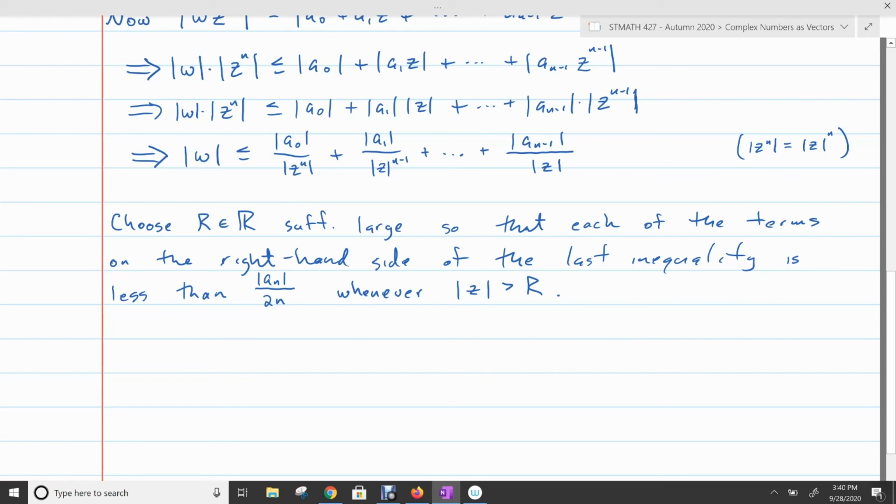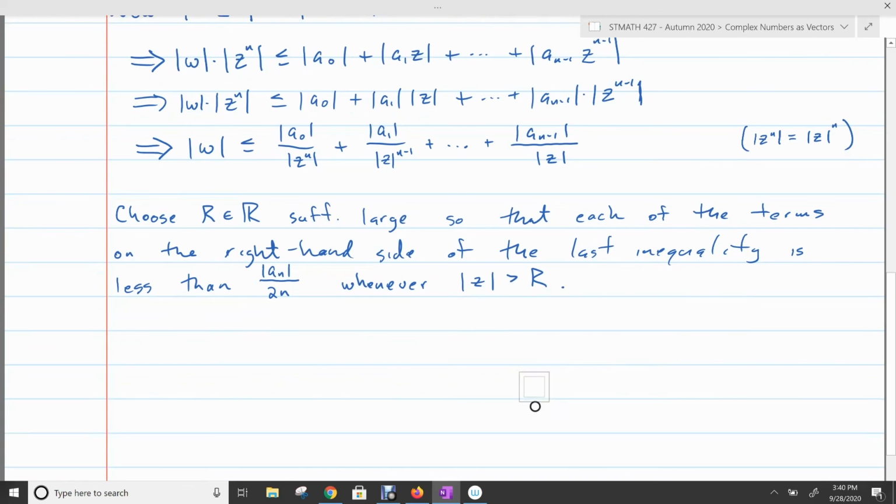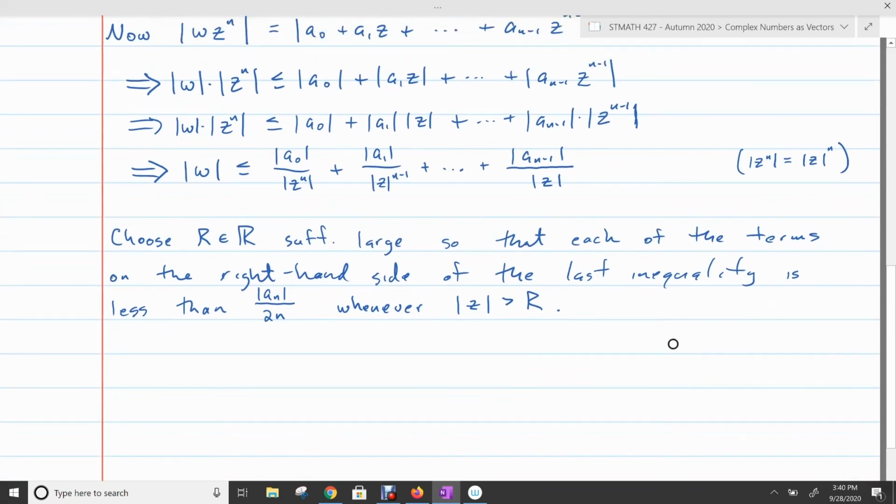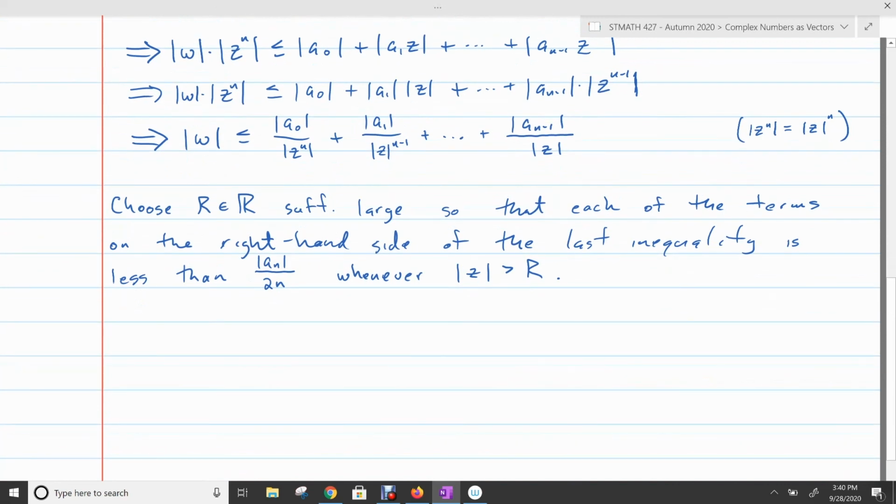Okay, so why did we want to do that? And why that term absolute an over 2n? Well, that term was chosen just to make things work. It was sort of a product of reverse engineering it. But in any event, let's just go with it.